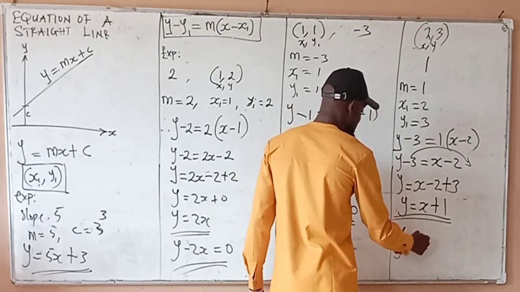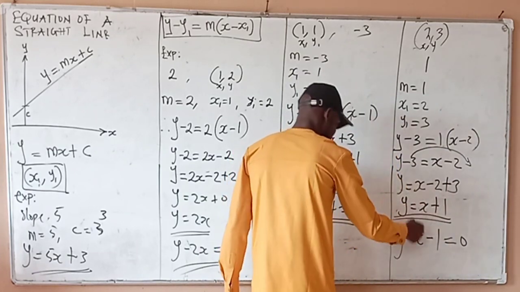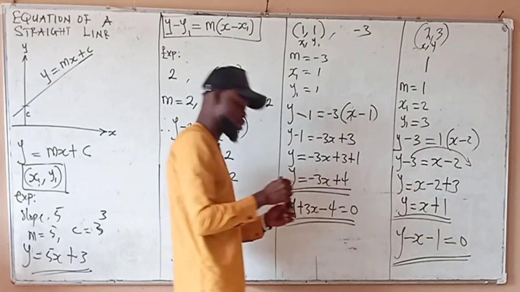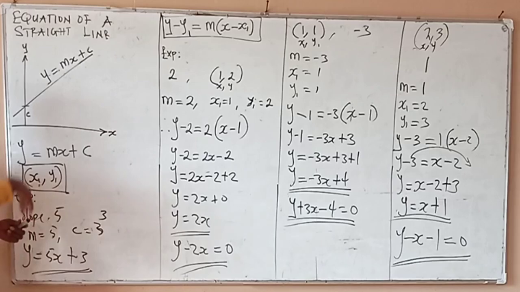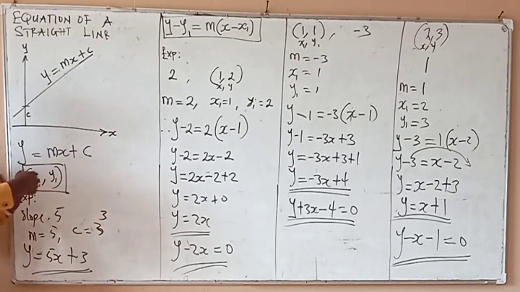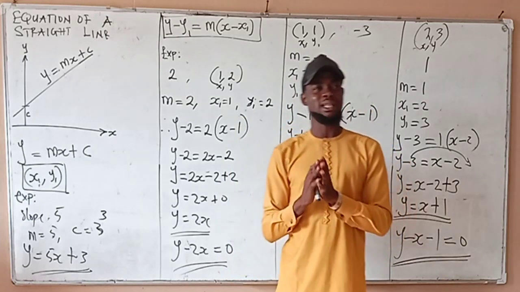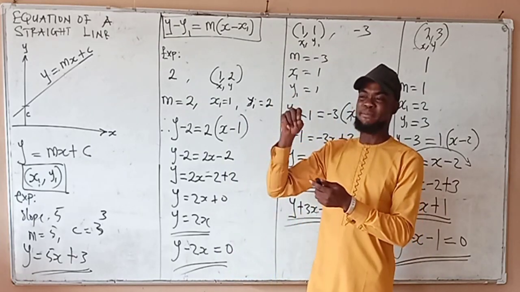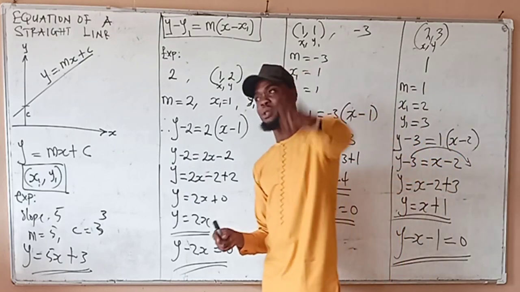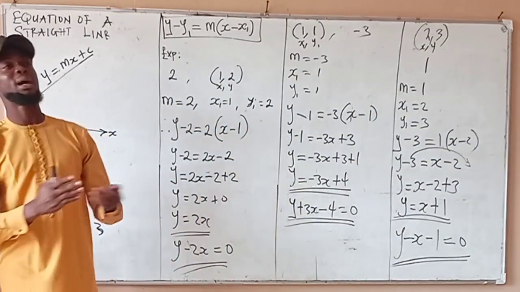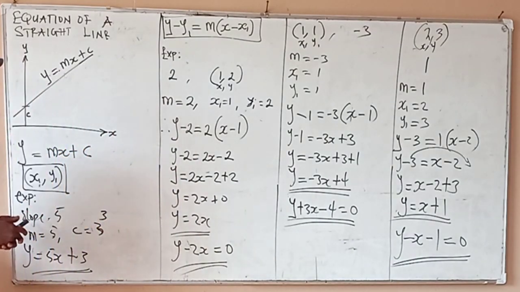We can also say y minus x minus 1 is equal to 0. You don't have to leave it that way; plus 1 moving across becomes minus 1. This will also be the equation of the straight line. So this is how we calculate the equation of the straight line that passes through a given point having a known gradient. Now, we want to look at the equation of a straight line that is parallel to another line, but passes through a given point.